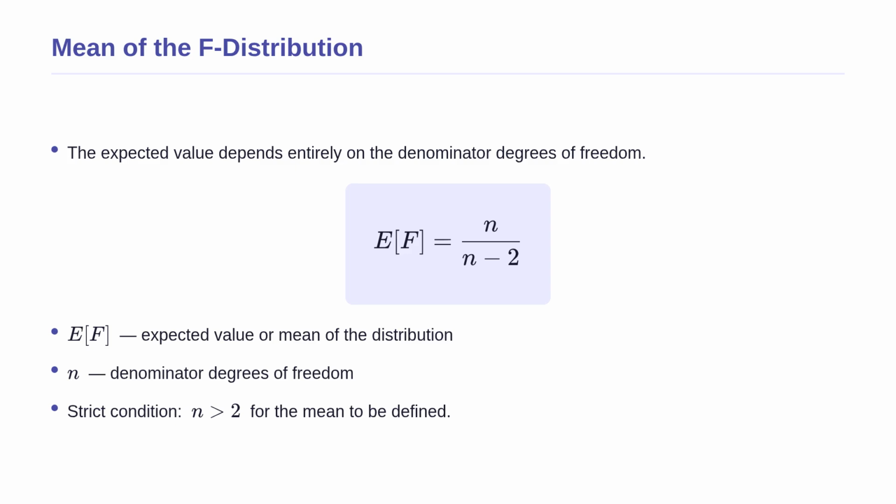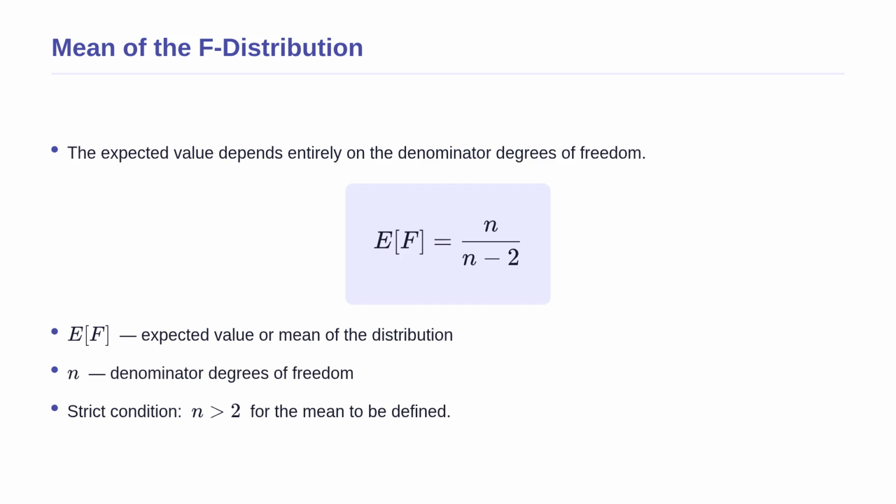Conceptually, this formula tells us where the F distribution balances. Surprisingly, the numerator degrees of freedom m does not even appear here. The average value is controlled entirely by the bottom part of the ratio, n. In this equation, E of F represents the expected value, and n is the denominator degrees of freedom.